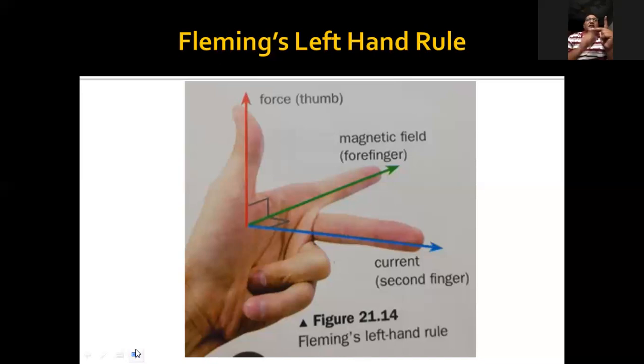The thumb is representing the direction of the force. The index finger is representing the direction of the magnetic field. And the middle finger is representing the direction of the current, conventional current, I'm saying. So FMC, remember this code, FMC. This is called the left-hand rule. And by applying this left-hand rule, we are able to tell that the current-carrying conductor placed in a magnetic field will experience a force. And what will be the direction of that force? We can tell by applying the left-hand rule.